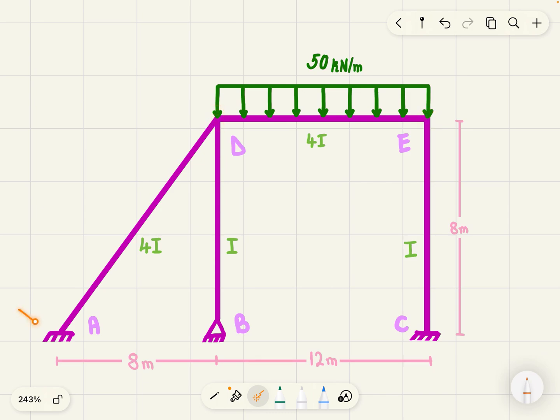So remember, AD looks like this. It will have a clamped end as well. Remember DB like this. Remember DE and remember EC. We want to clamp them to prevent any nodal rotations.